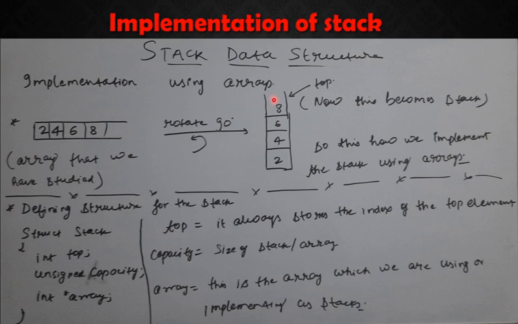Either we push the element, then that element will be pushed at the top only. Or we pop the element, or we call the pop function on the stack, then that will happen on the top element only, right? That's why we need the top pointer, which will always store the index of the topmost element, right? What is capacity here? It's the size of the stack. That means what will be the size of the stack, right?